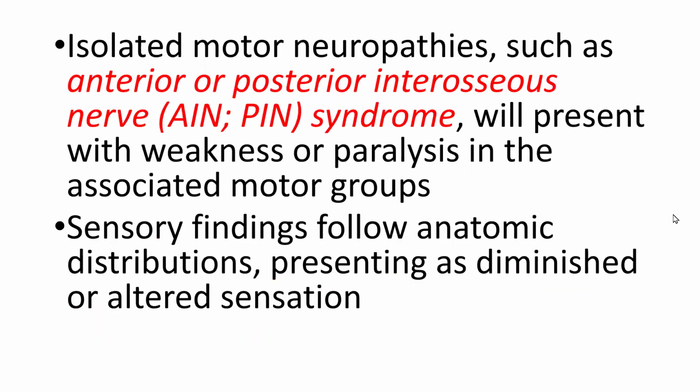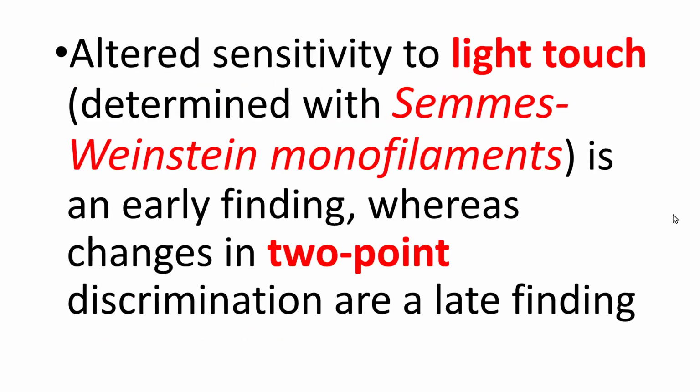Isolated motor neuropathies, such as anterior or posterior interosseous nerve syndrome, will present with weakness or paralysis in the associated motor groups. Sensory findings follow anatomic distributions presenting as diminished or altered sensation, altered sensitivity.